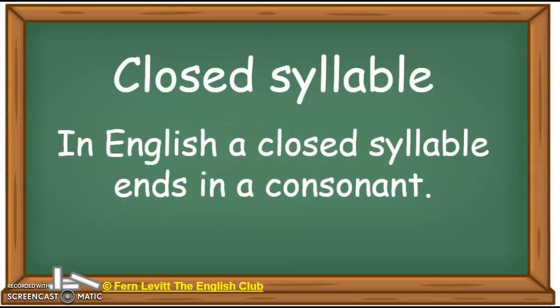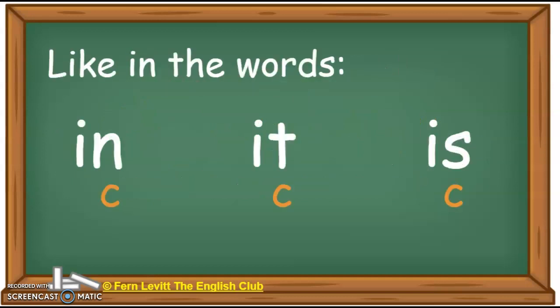In English, a closed syllable ends in a consonant. A syllable is a part of the word or a whole word which has one vowel. Like in the words in, it, or is.